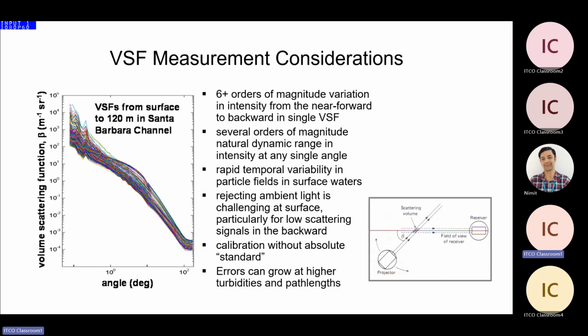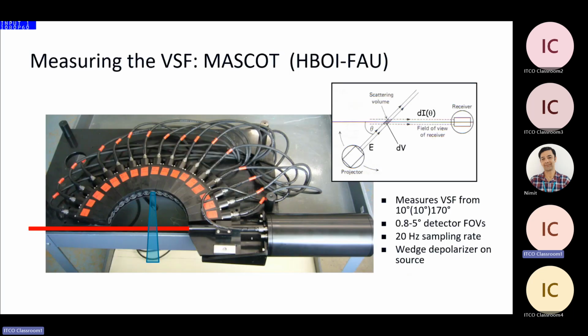Yeah, and errors can grow at higher turbidities and path lengths. So you start to get scattering along the paths, like in this diagram on the right here. You could scatter before you get to the sample volume and after the sample volume. We have correction algorithms for those, but if turbidity gets too high and that scattering is too much, it becomes a problem. There's limits to what the algorithm can correct for, and you have to know something about the particles that are scattering, which is exactly what we're trying to measure.